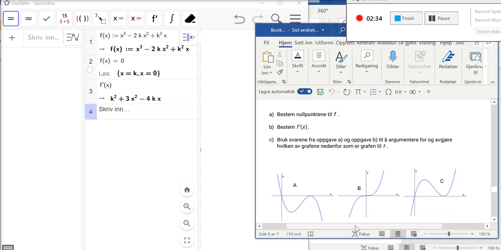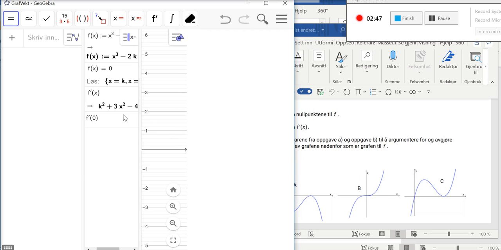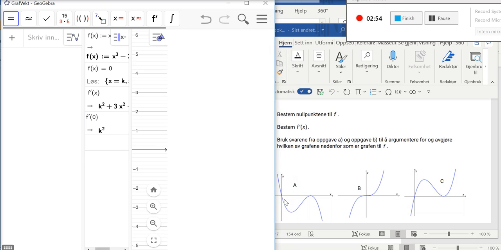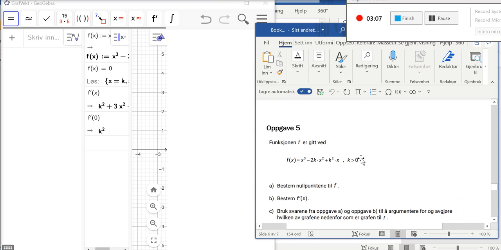And there's a million ways of finding out if it's A or C. Maybe the easiest one here is to find the rate of change when x is 0. Then if I put f derivative of 0, I will find the rate of change when x is 0. And here I get k squared. And k is positive. It says here k is positive, right? So then k squared is also of course positive.